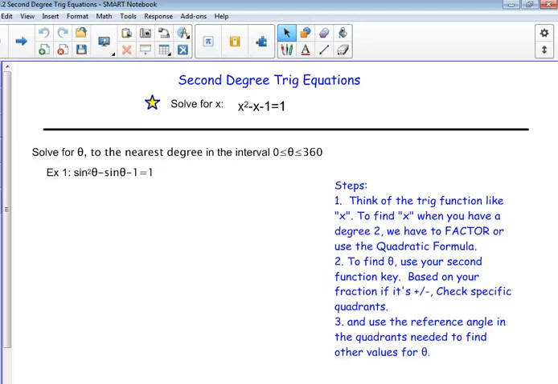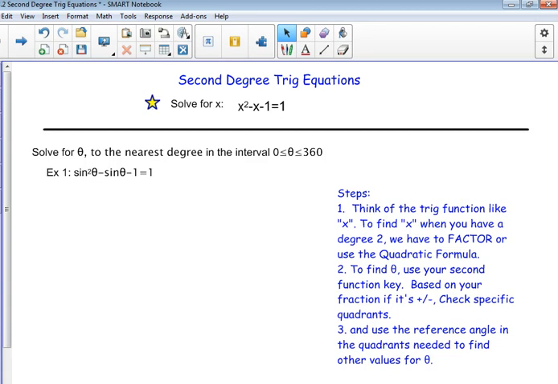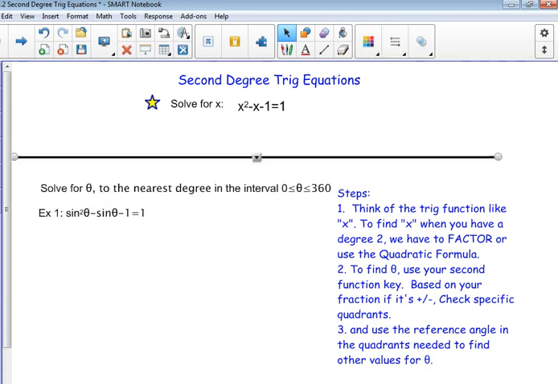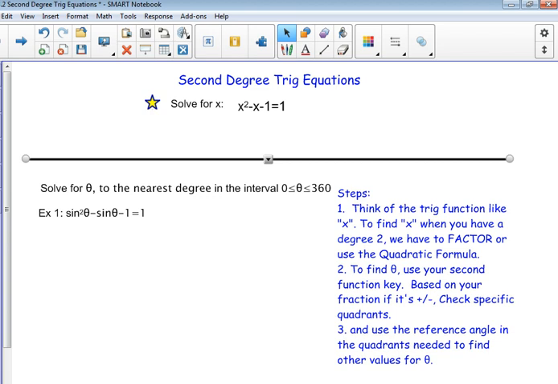Okay, all right. So what we're going to be doing today is almost the same exact thing, except when you have a second degree trig function, what do you think your highest exponent is? 2. Second degree. So when you were solving something with an x squared in it, what did you have to get it equal to? 0. Good. So that's going to be your first step.